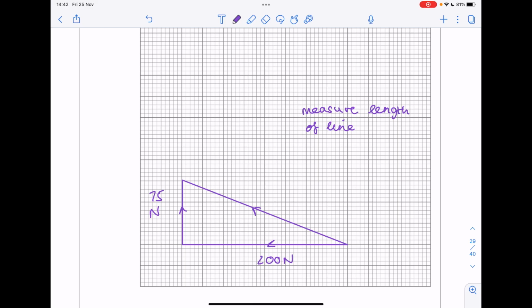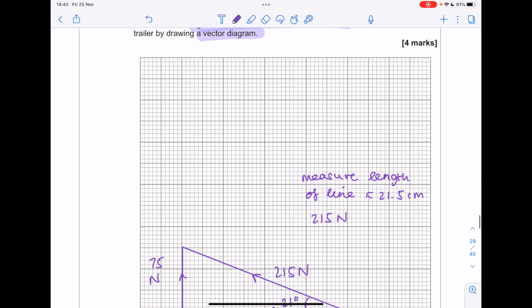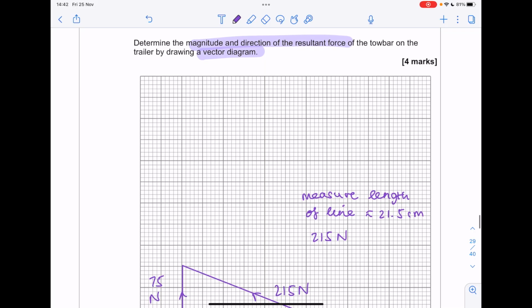You should find that that line is around 21.5 centimetres long, which remember is the equivalent of around 215 newtons. And then lastly, you need to measure this angle here, which again should be around 21 degrees. And by doing that, you found your magnitude, so that would be 215 newtons, and the direction of the resultant force.